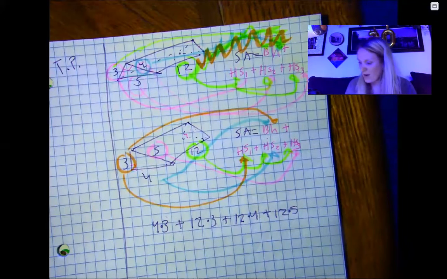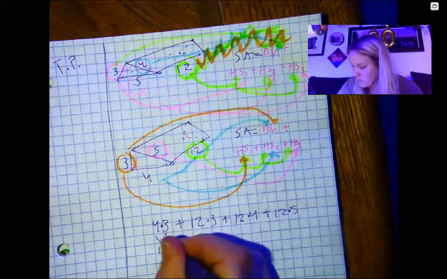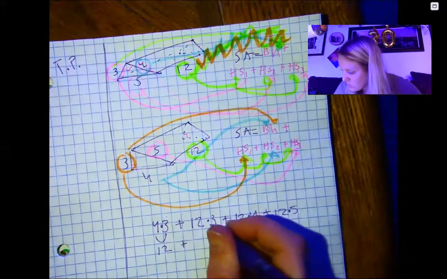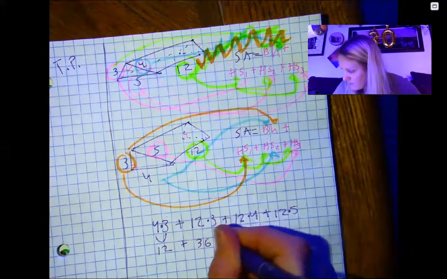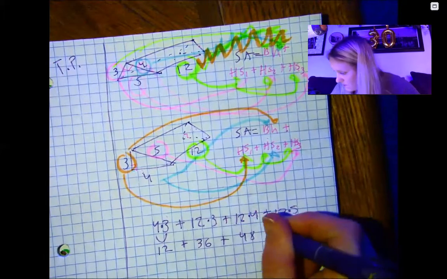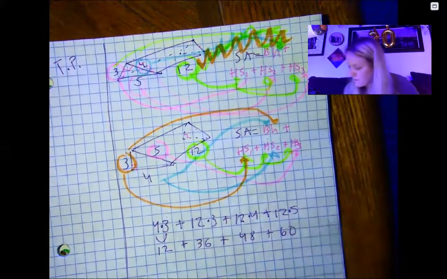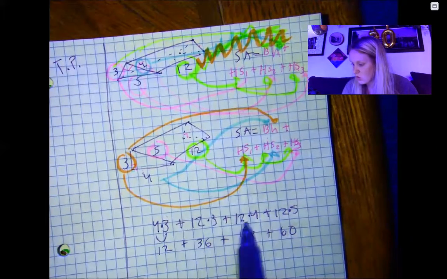Okay, so now I have to follow the order of operations. 4 times 3 is 12. 12 times 3 is 36. 12 times 4 is 48. 12 times 5 is 60. So see how I did the multiplication in order from left to right.